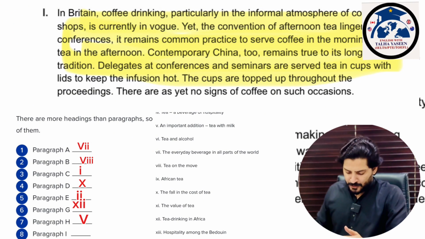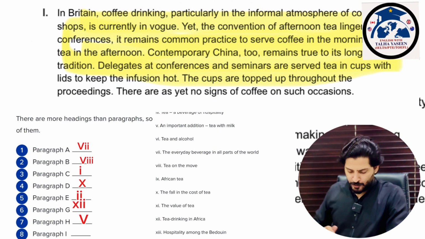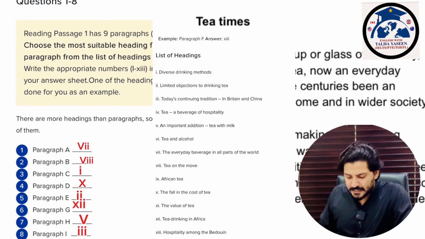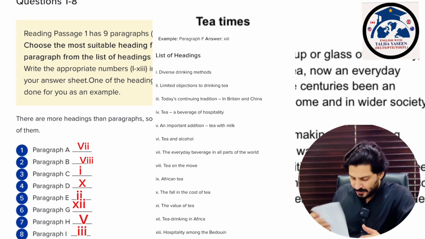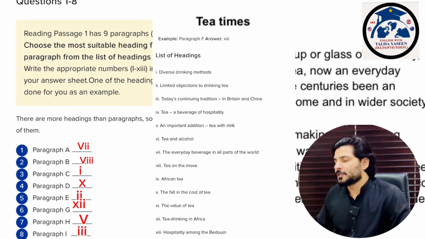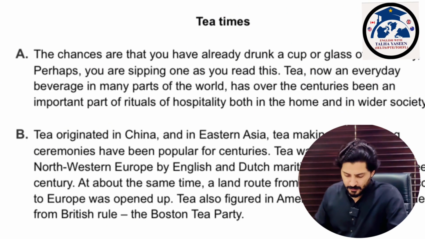Two countries are mentioned, Britain and China. So let's find a heading in which both the countries are mentioned. Option 3, today's continuing tradition in Britain and China, and today means contemporary. Contemporary means today's, modern. We will write 3 in front of paragraph I. Okay, let's move on to the next question.